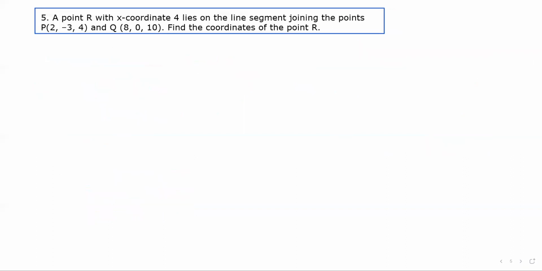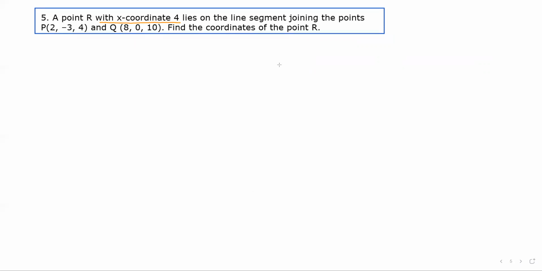A point R with x coordinate 4 lies on the line segment joining the points P and Q. Find the coordinates of point R. A point R is given and it lies on the line segment joining points P and Q. So we are left with x coordinate 4. We have this information: a point R lies on the line segment joining points P and Q.